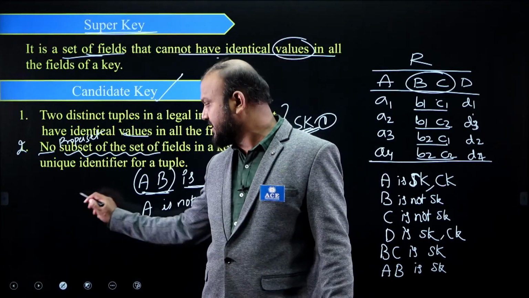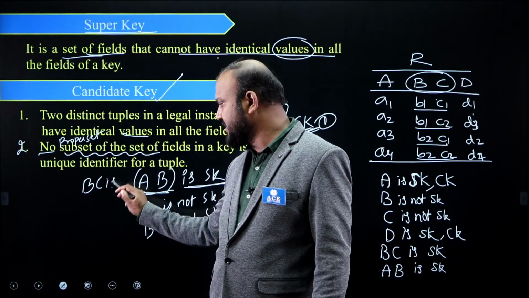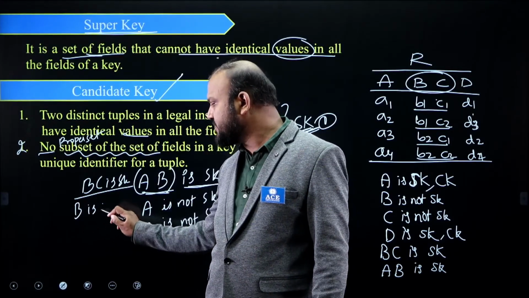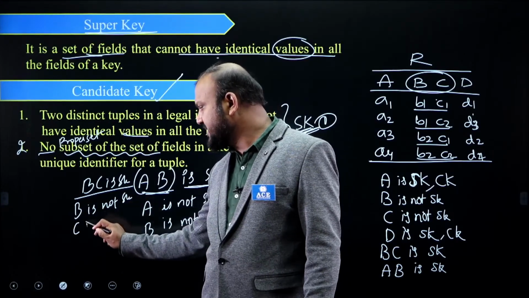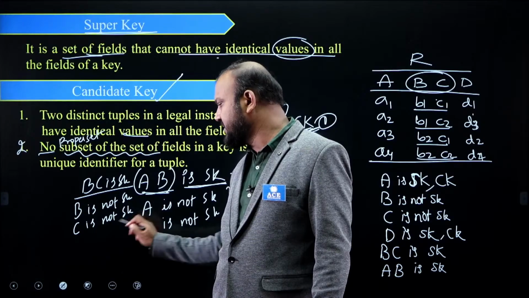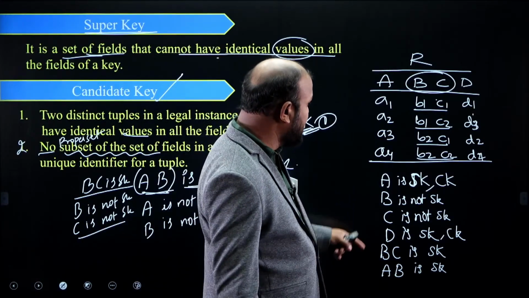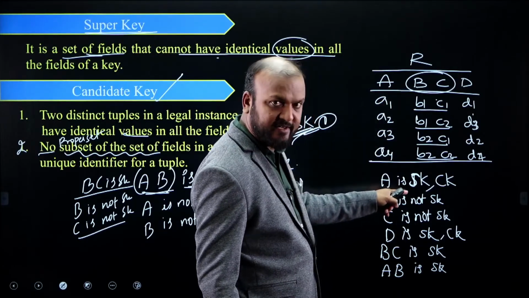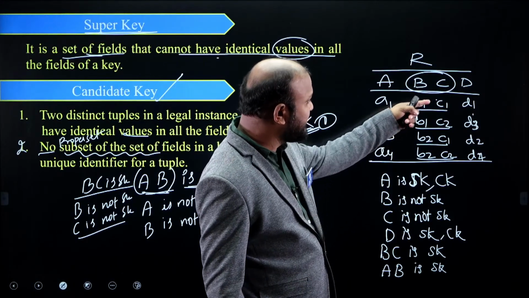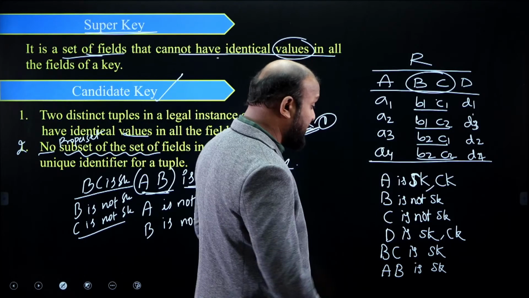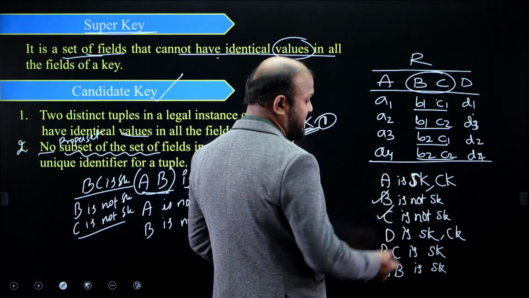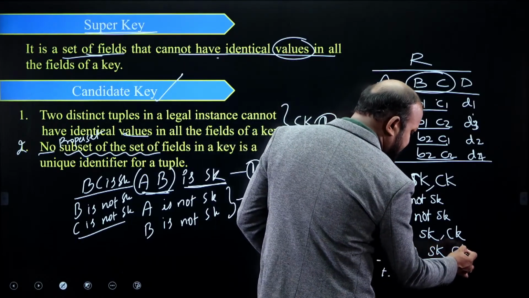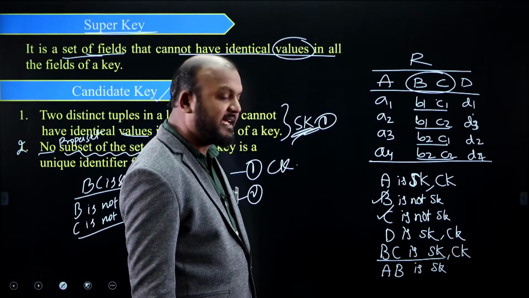Suppose BC is a super key. If it is to be a candidate key, what will be the condition? B is not a super key and C is not a super key, correct? Look, is B a super key? No, because we have a duplicate. So I have already written B is not a super key. Is C a super key? No, we have a duplicate. C is not a super key. Because B is not a super key and C is not a super key, but BC together is a super key, it means that BC is a candidate key.